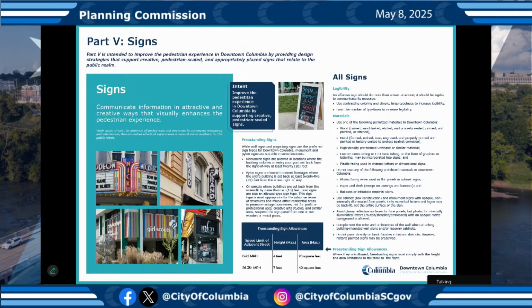So I guess that's it for the actual design guidelines and overlay portion. So that's the zoning map amendment. Basically what that would do, again, would be create this overlay district, and then these guidelines would apply to that geographic area through this zoning change. So that's kind of the first request.